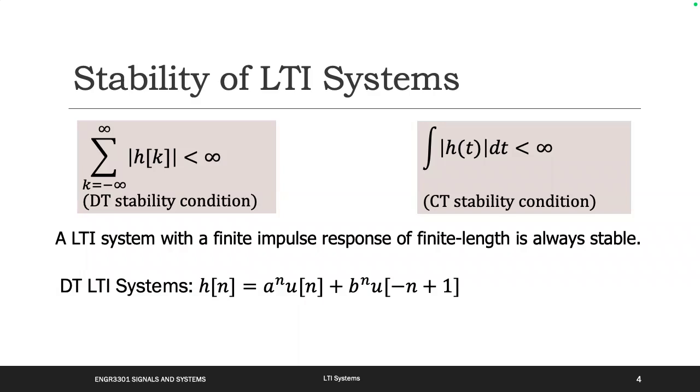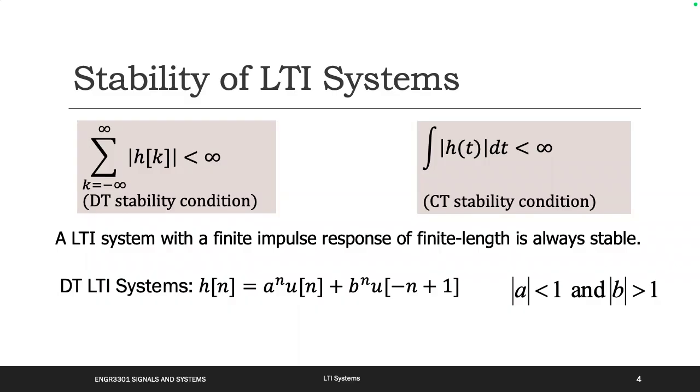Also for the DT LTI system, if we have an impulse response with this format, it can be represented as this format. And then what's the condition for this LTI system to be stable? Do you remember? Actually, if absolute A is smaller than 1 and absolute B greater than 1, then your DT LTI system will be stable. Do you know why? We talked about this in last class.